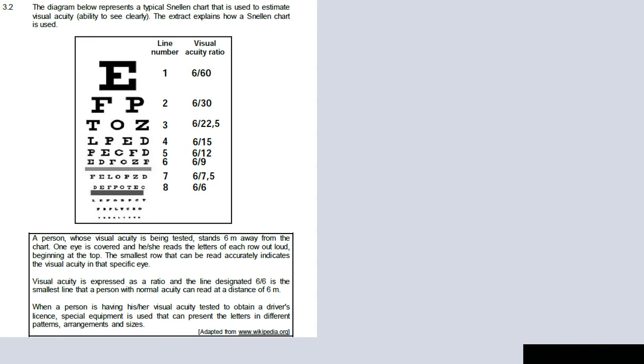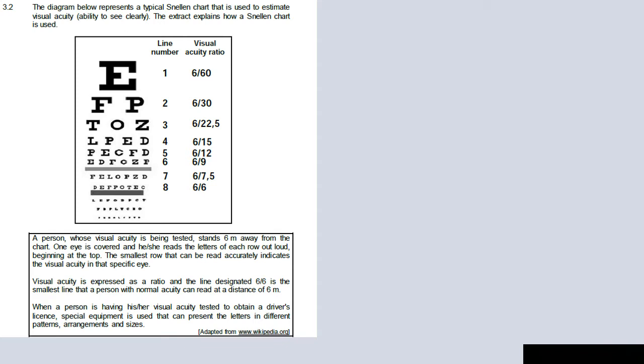Question 3.2. The diagram below represents a typical Snellen chart that is used to estimate visual acuity, or the ability to see clearly. The extract explains how a Snellen chart is used. There's a diagram of the chart, and the explanation is that a person whose visual acuity is being tested stands 6 meters away from the chart. One eye is covered, and he or she reads the letters of each row aloud, beginning at the top. The smallest row that can be read accurately indicates the visual acuity in that specific eye.